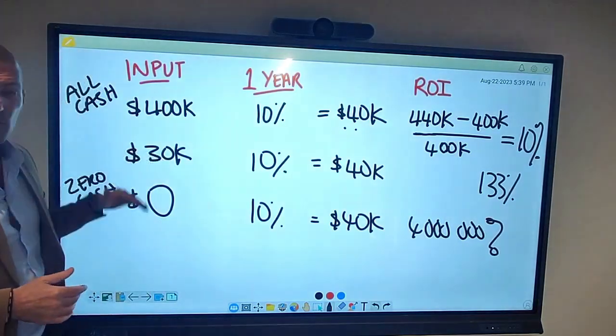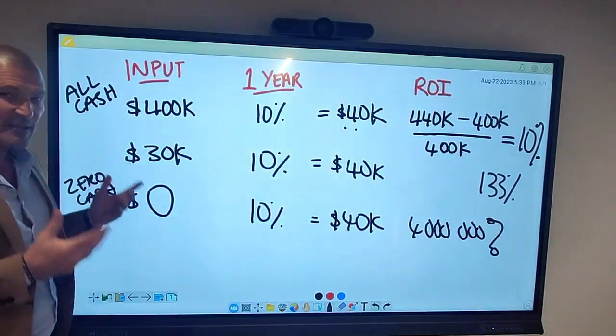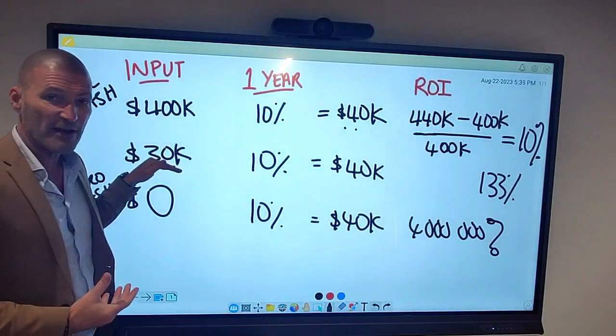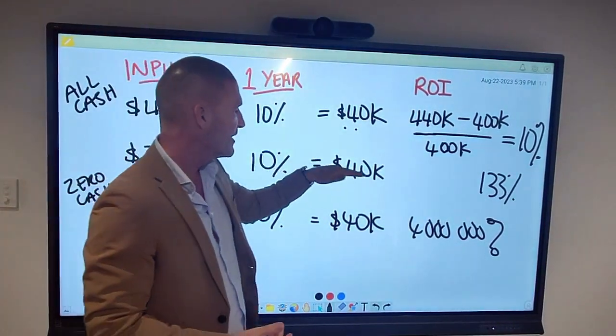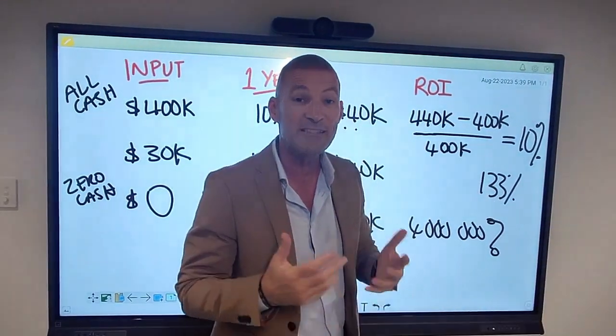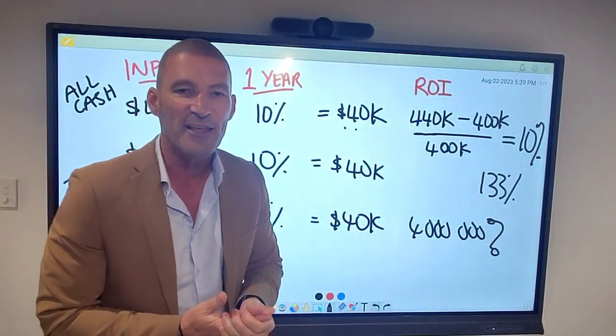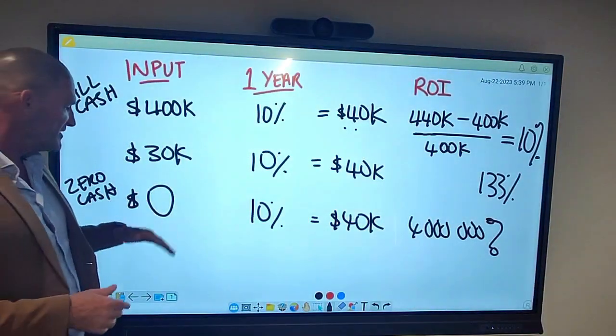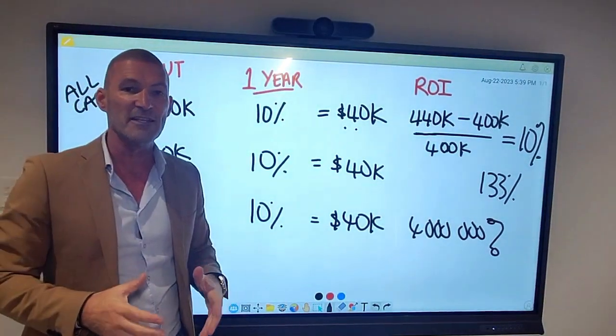So if we come to the second equation here and we use the same scenario, but instead of buying the $400,000 property with our own money, we only put in 30 grand of our own money, it grows 10%, we make $40,000. But the return on investment this time is 133% because you've only put $30,000 of your own money into it. That's the difference.